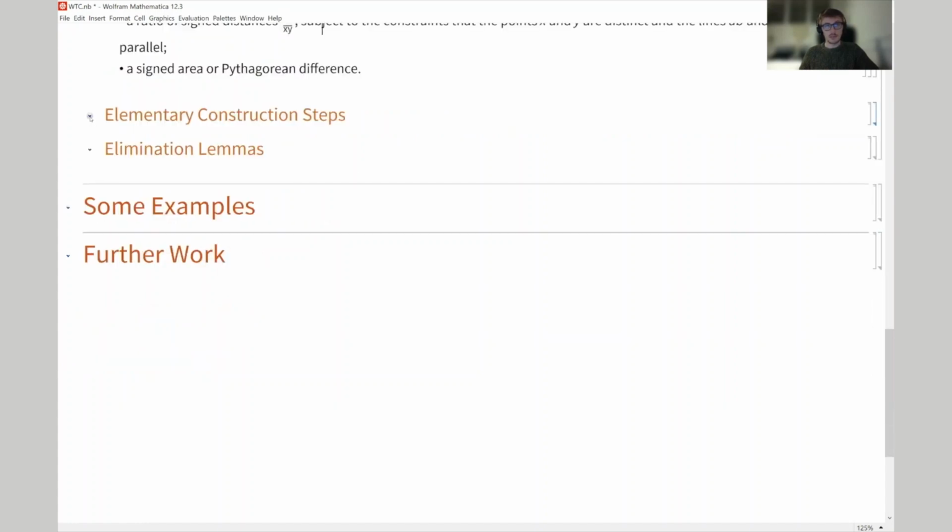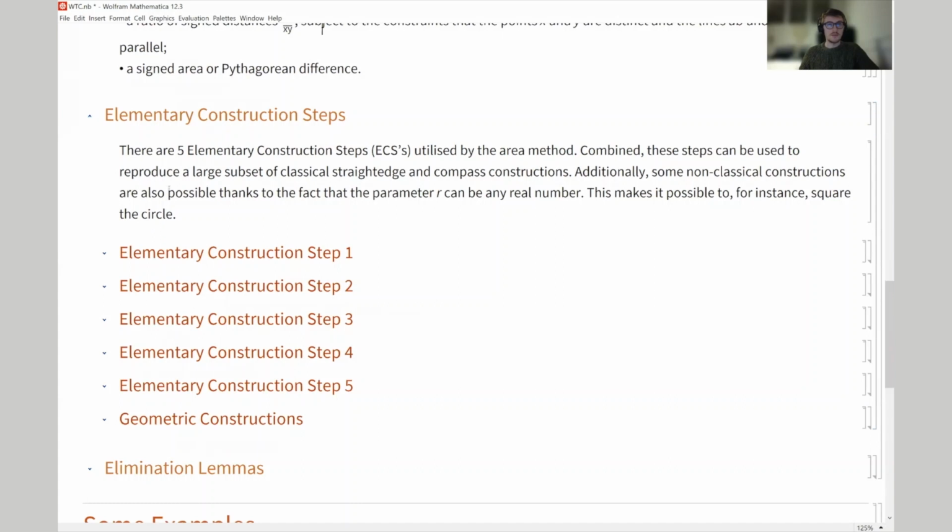Next, I will explain what elementary construction steps are. Elementary construction steps, the name is quite self-explanatory, are steps used to construct a geometric or an area method scene.